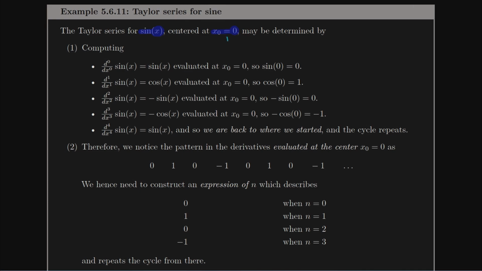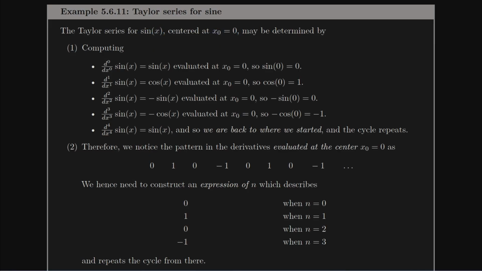They actually have a special name, by the way, when they're centered at 0. These are called Maclaurin series, just because Maclaurin was also working on similar series. And one of them had to get one name and the other had to get the other. So specifically centered at 0, Maclaurin series, but we're just always going to call them Taylor series, or Taylor series centered at 0. And let's go ahead and see if we can find it for sine.